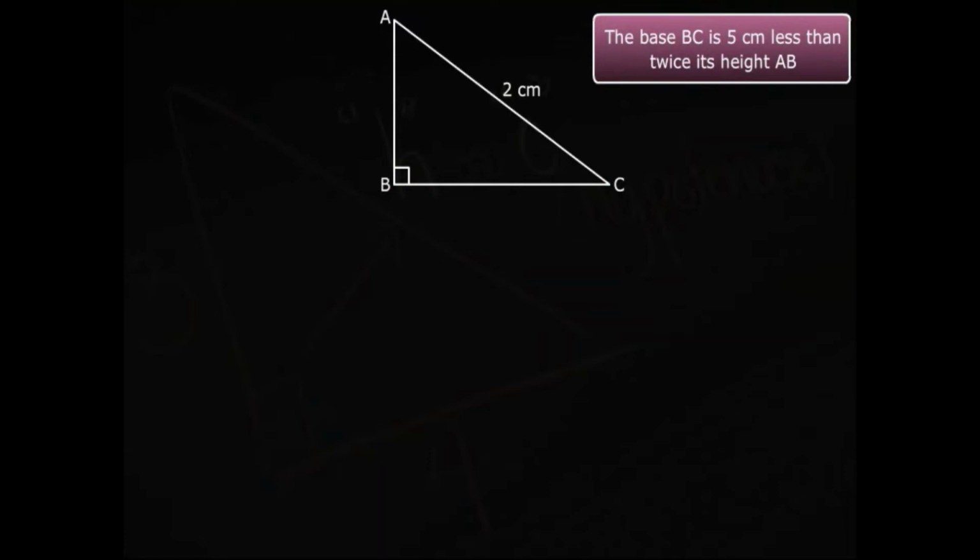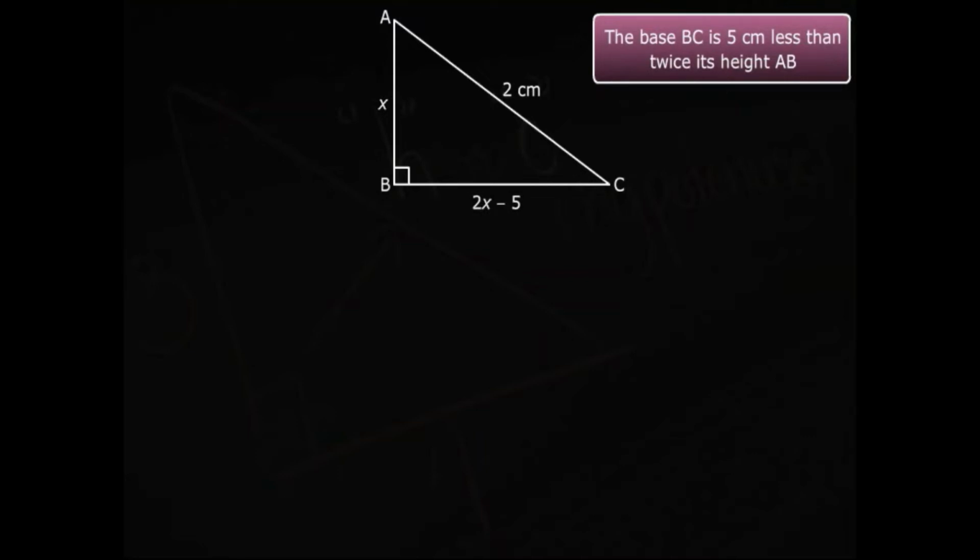We can do this by finding all sides of the triangle. So let's assume AB to be x. We write that in the figure. Now see this condition again. The base BC is 5 centimeter less than twice the height AB. So what is the length of base BC? That is 2x minus 5, right?